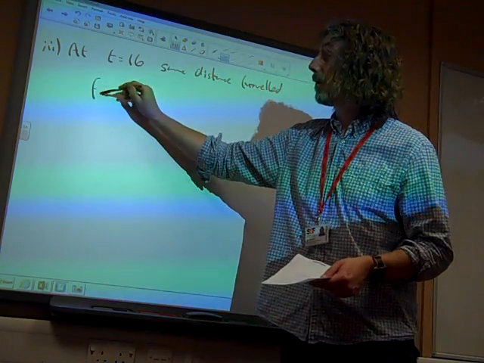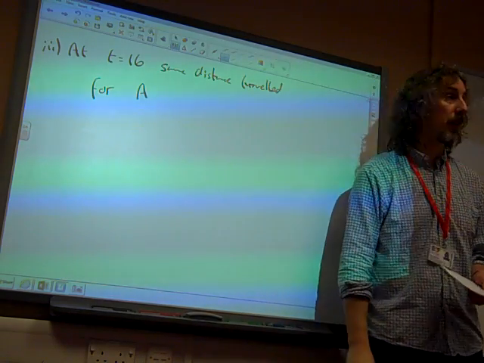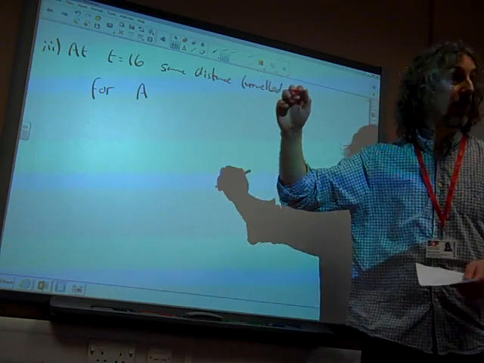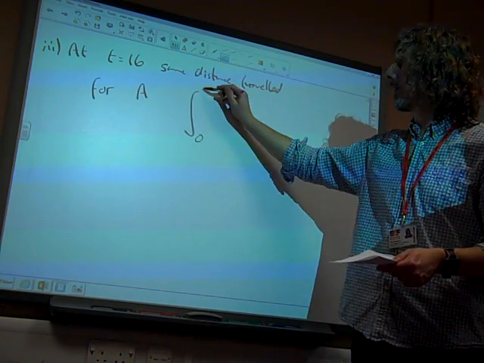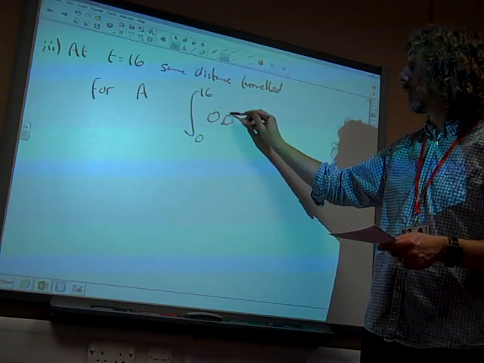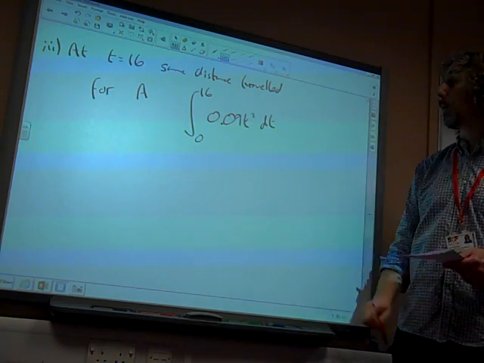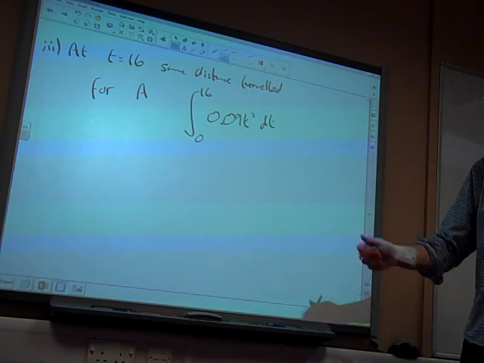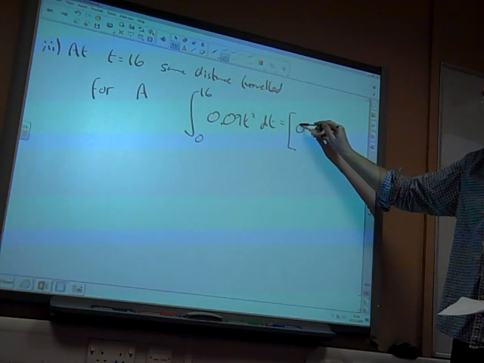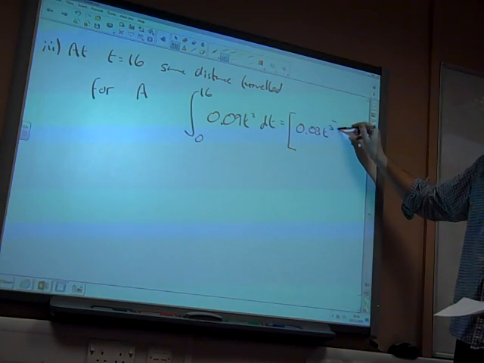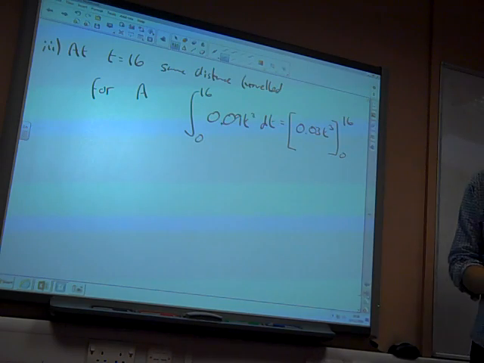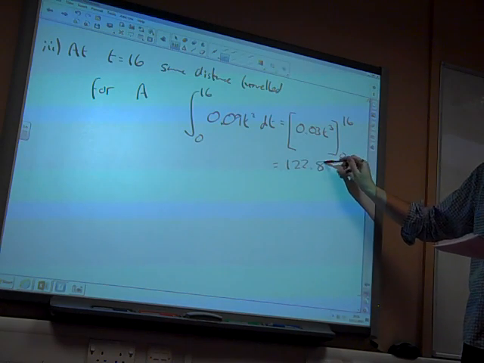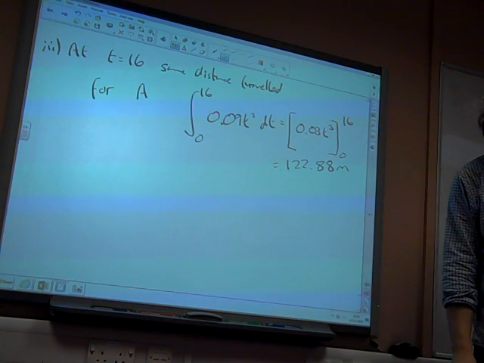And particle A, that distance travelled is the area underneath the velocity time curve. And the area underneath the velocity time curve is the integral from 0 to 16 of its equation, which is 0.09t squared with respect to t. So we're back to integrating again. That is 0.03t cubed from 0 to 16. And if we sub in our numbers there, we get a figure of 122.88 metres as being the distance that A has travelled.